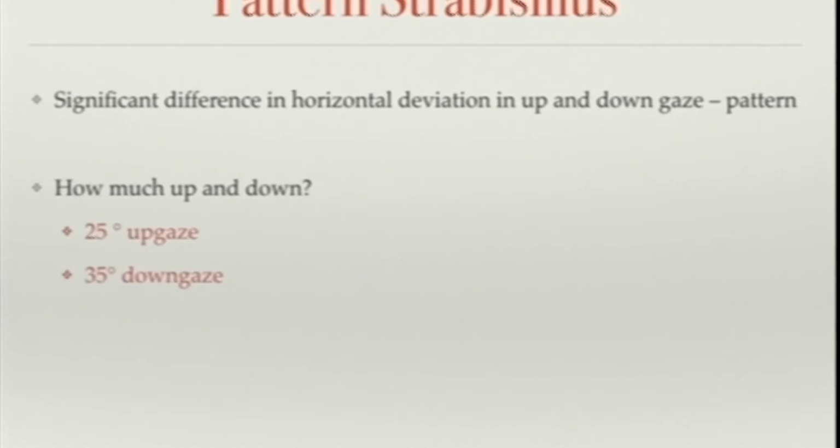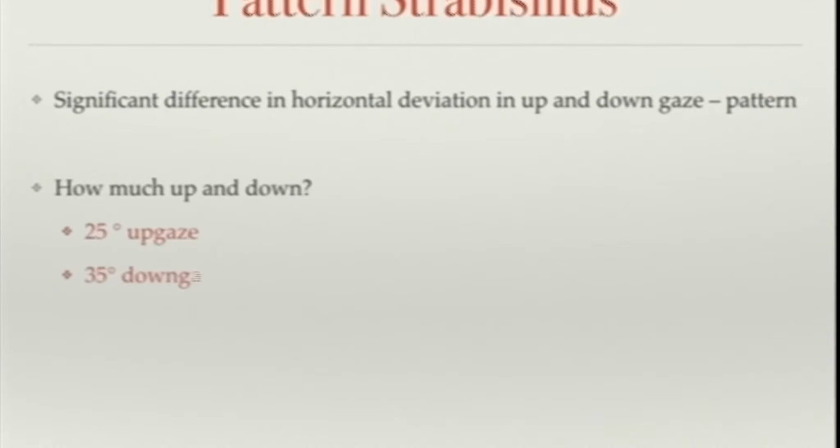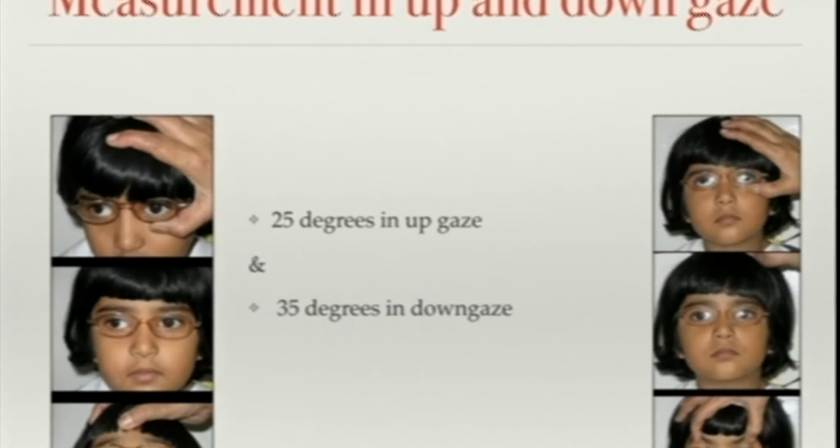Pattern deviation is measured in 25 degrees up gaze and 35 degrees down gaze. A difference of 15 prism diopters for V and 10 prism diopters for A is considered significant. So this is how we identify the A or V pattern in different gazes, in distance and near.